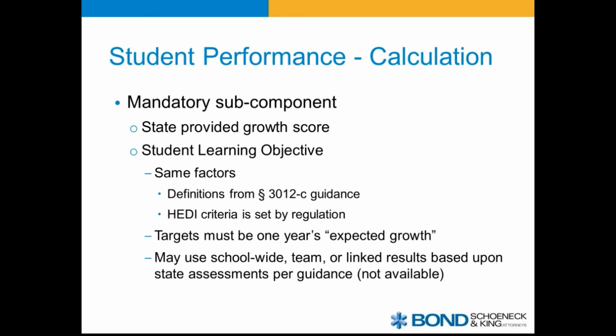Now, targets are required to be one year's expected growth for any particular student. The superintendent determines what one year's expected growth is. And you may use a school-wide team or linked results based upon state assessments per commissioner's guidance, which is not yet available.